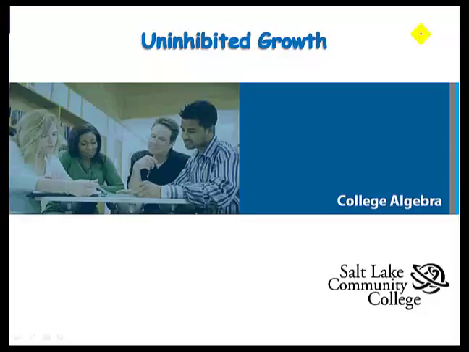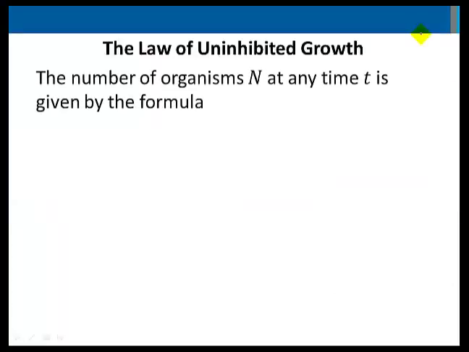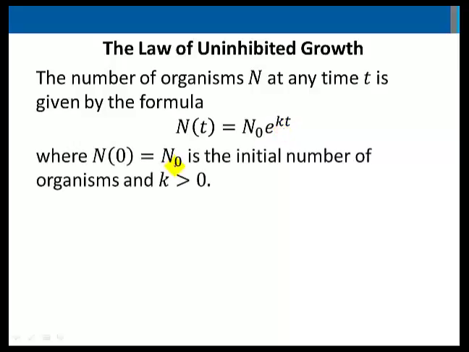In this lesson, we will use the law of uninhibited growth to solve an application. The law of uninhibited growth: the number of organisms n at any time t is given by the formula n of t equals n naught times e raised to the kt, where n of 0 equals n naught is the initial number of organisms and k is greater than 0.